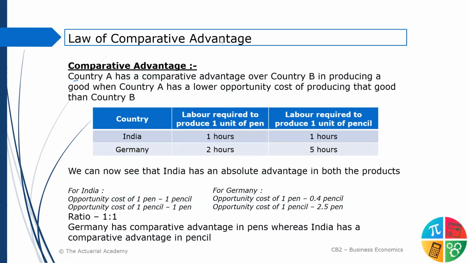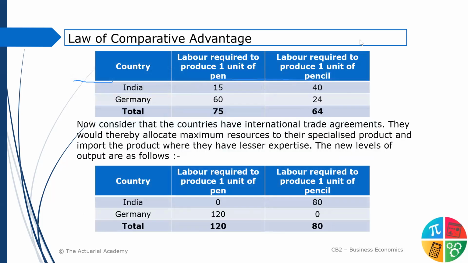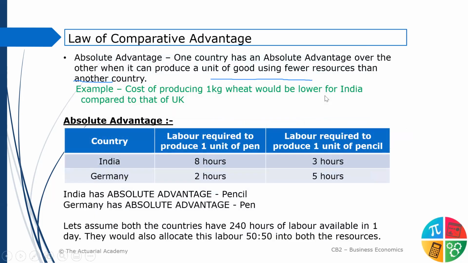Country A has a comparative advantage over country B in producing goods when country A has a lower opportunity cost compared to country B.